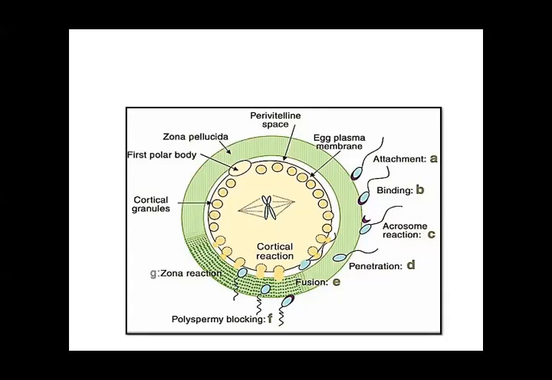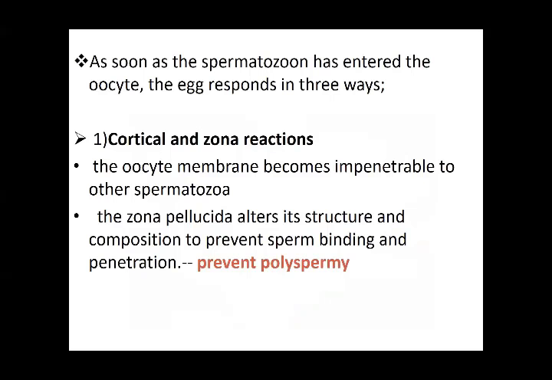So this is a complex collection of the three phases which are going to occur, and this picture shows you all the steps which are taking place in fertilization. As soon as the spermatozoa has entered the oocyte, the egg responds in three ways. Cortical and zonal reactions occur. The oocyte membrane becomes impenetrable to other spermatozoa, and the zona pellucida too, so it prevents polyspermy.